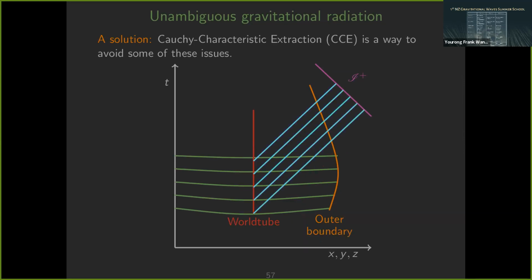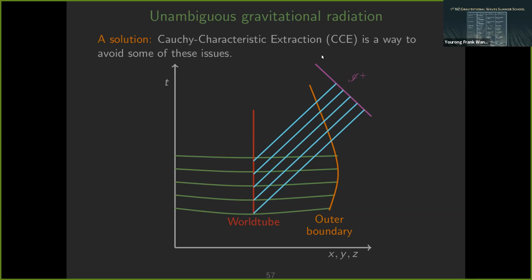Another way is called Cauchy characteristic extraction, which is a really nice concept of utilizing null foliation. So instead of having spatial slices of constant time, we have null slices. The advantage of this procedure is that these null slices can go all the way to null infinity, and we can read off the gravitational information directly from there.